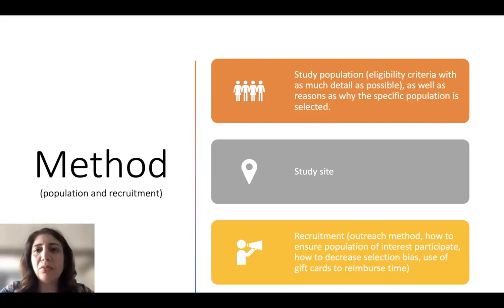You are planning to, let's say, have an educational program for your residents. Obviously, you are not expecting every resident to participate in research or even a quality improvement project. So how are you going to reach out to the residents and find out who's interested to participate or not? How can you decrease selection bias, so that not only a specific group of people responds, yes, I want to participate in your study?